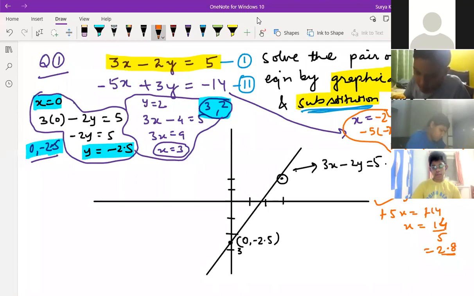No, actually to draw a line we need to get 2 points, right? Understood? Yes, Sai Charan? 2 different points you get, no? To draw any line, how many points do you require?